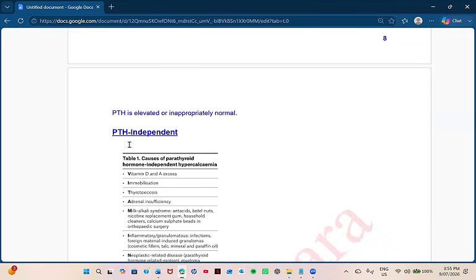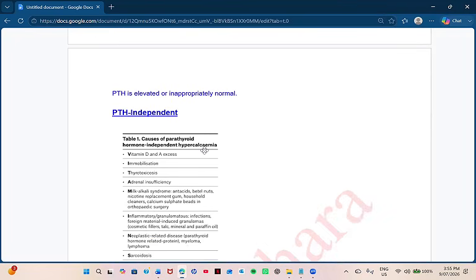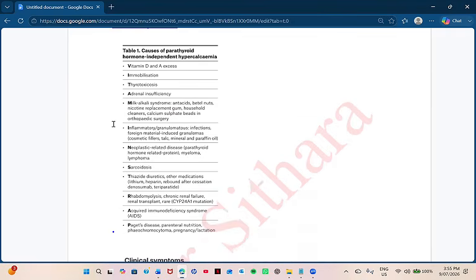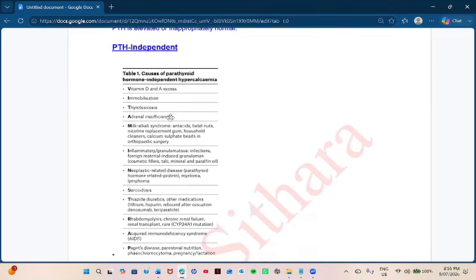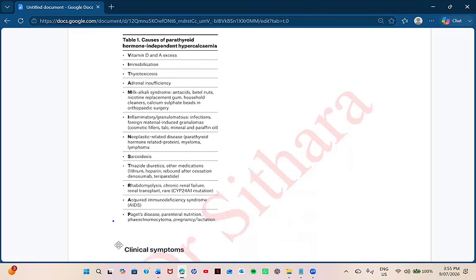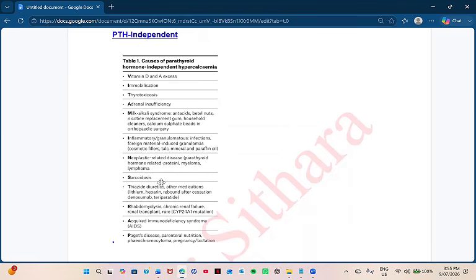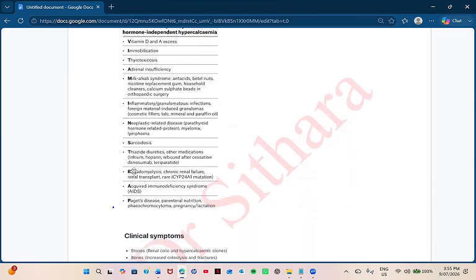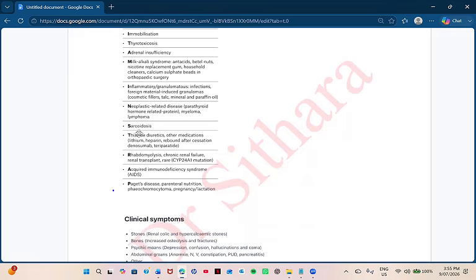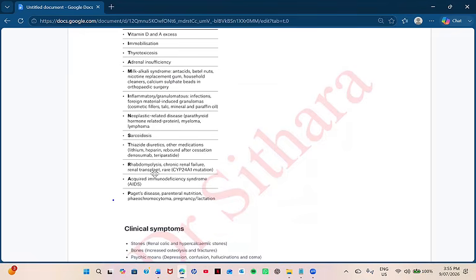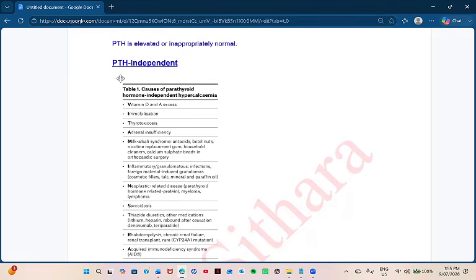So then we have parathyroid independent. That means the problem is not with the parathyroid hormone, like cancer, vitamin D, immobilization. You can remember it like that. Okay, vitamin trap. Just give it a read, because other diseases like sarcoidosis, neoplastic related diseases, rhabdomyolysis are also associated with hypercalcemia, but it's not the mechanism from the parathyroid hormone.